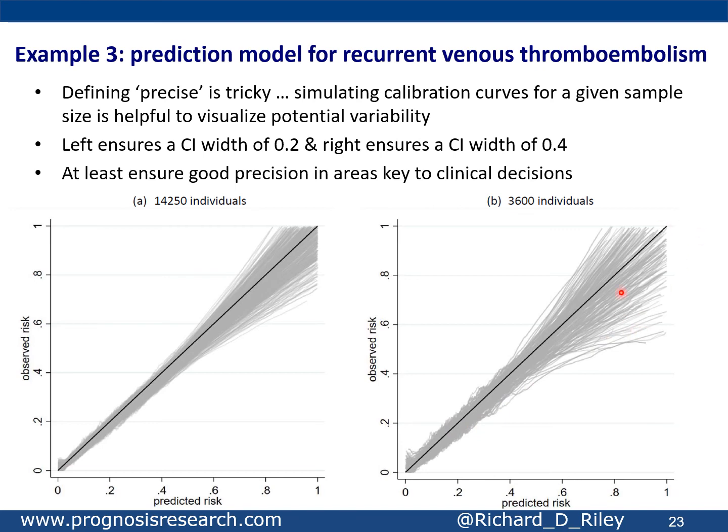And up here, yes, there's a lot of variability. However, I'm not so worried perhaps if somebody has an observed risk of 0.5 when I'm predicting it to be 0.9, because maybe 0.5 and 0.9 are both still very high. Whereas down here, it's much more important to get precise estimates of the observed risk compared to the predicted risk.